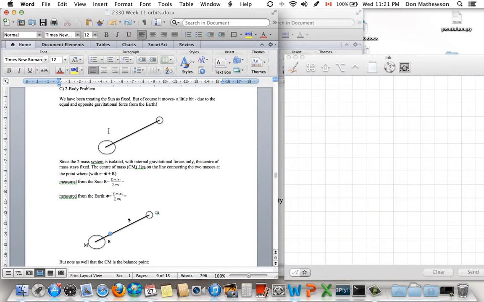Okay, so we're going to solve the two-body problem here. Thus far, we've been treating the sun as fixed, but of course it does move a little bit under the influence of the Earth's gravity. Now, this is a closed system, so its center of mass will actually remain at rest.